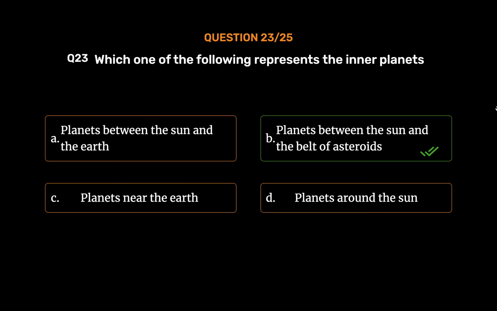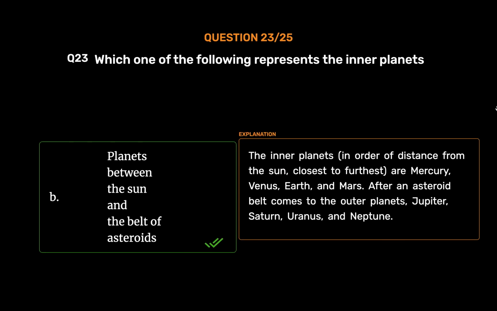Planets between the Sun and the belt of asteroids. The inner planets, in order of distance from the Sun, closest to furthest, are Mercury, Venus, Earth, and Mars. After the asteroid belt come the outer planets: Jupiter, Saturn, Uranus, and Neptune.